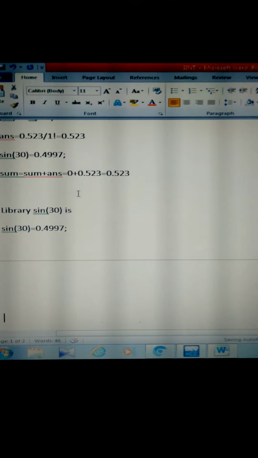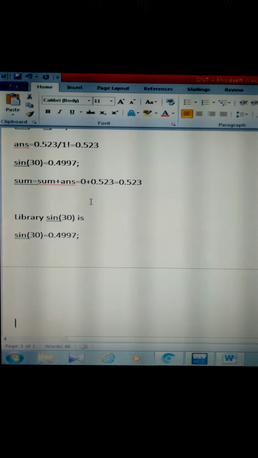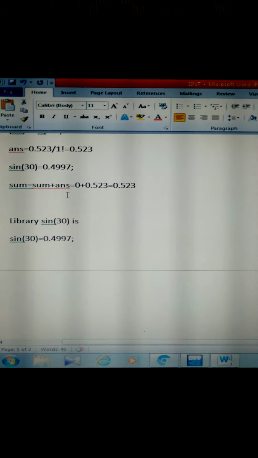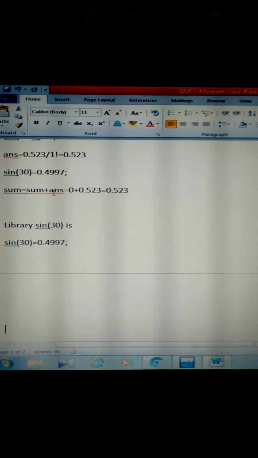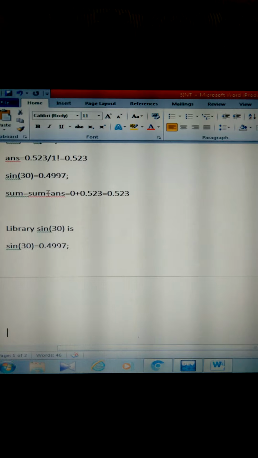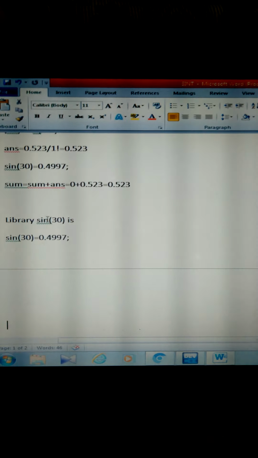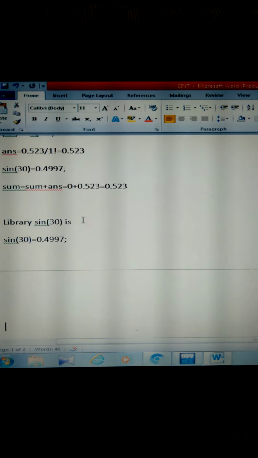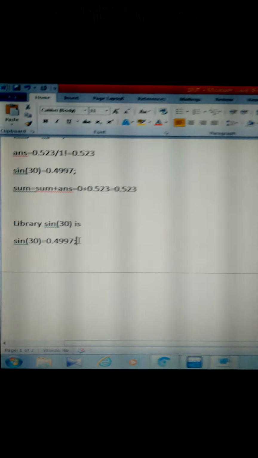Then if (I minus 1) modulus 4 is not equal to 0, we have to calculate by giving minus. Here, sum minus answer we have to give if the condition is not satisfied. This is the result. The library sine of 30 is this value.